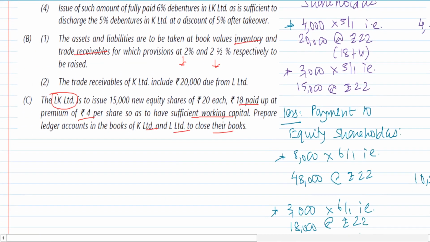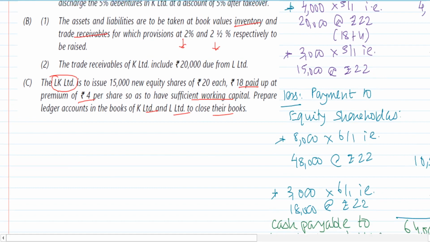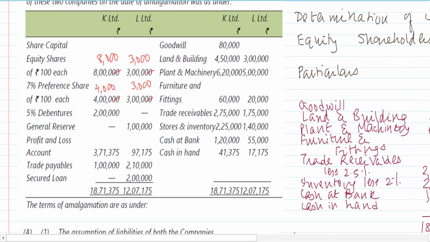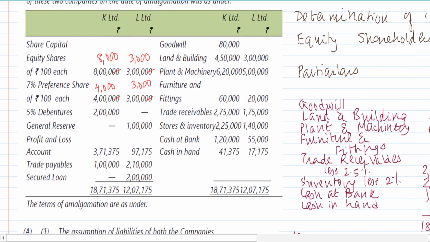So what exactly is the question? We are supposed to prepare ledger accounts. Now we want to close the books of both the companies. Now if you just see the asset side, there are such a large number of assets given. If I have to close the books, then I will have to prepare an account for every asset and every liability, and I have to do this in the books of both the companies.